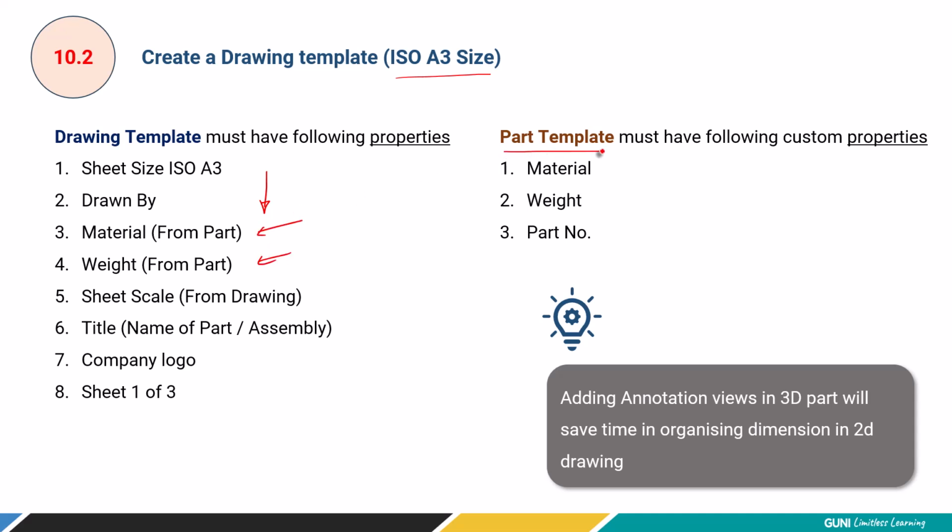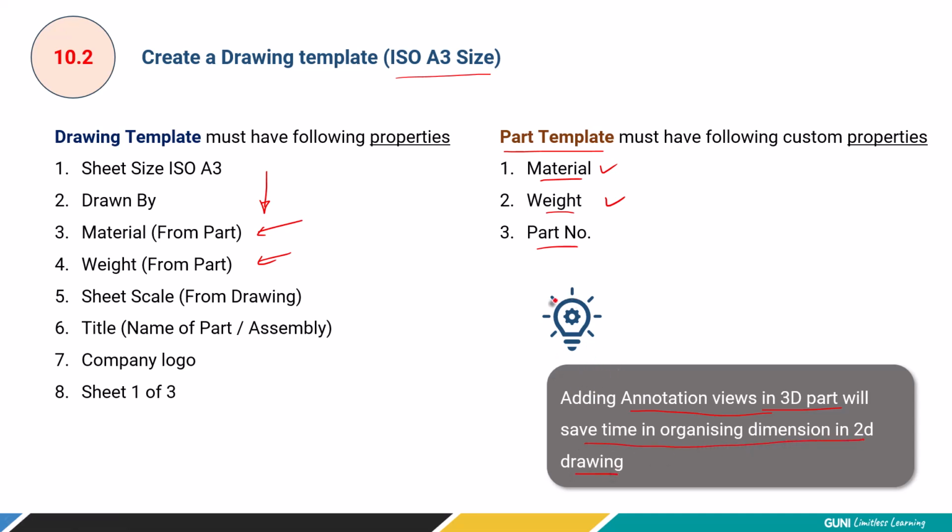So the part model must have the same property that we want to populate in the title block, like material, weight and other things. Now many times when we add the views, we also need to add the annotations. So considering the annotation view in the 3D part will definitely take a few more minutes, but it will save time in organizing dimensions in 2D drawings.